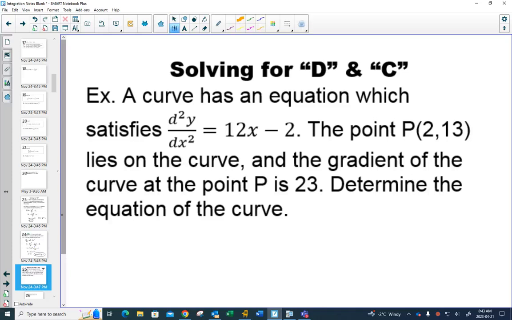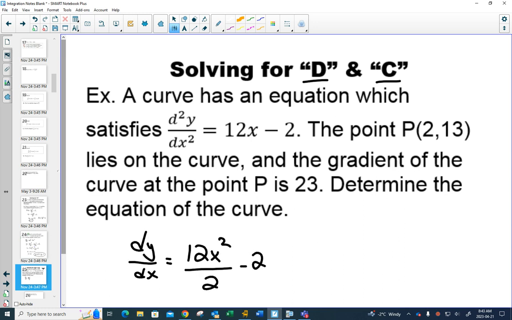And the reason that I have solving for d and c is we always add plus c, but if we do it twice in the same question, we should use a different letter, because there are going to be different numbers in the derivative equation and a different number in the actual equation. So if I have the second derivative is 12x minus 2, I could work backwards, right? I could integrate and get 12x squared divided by 2 minus 2x plus c to get my derivative.